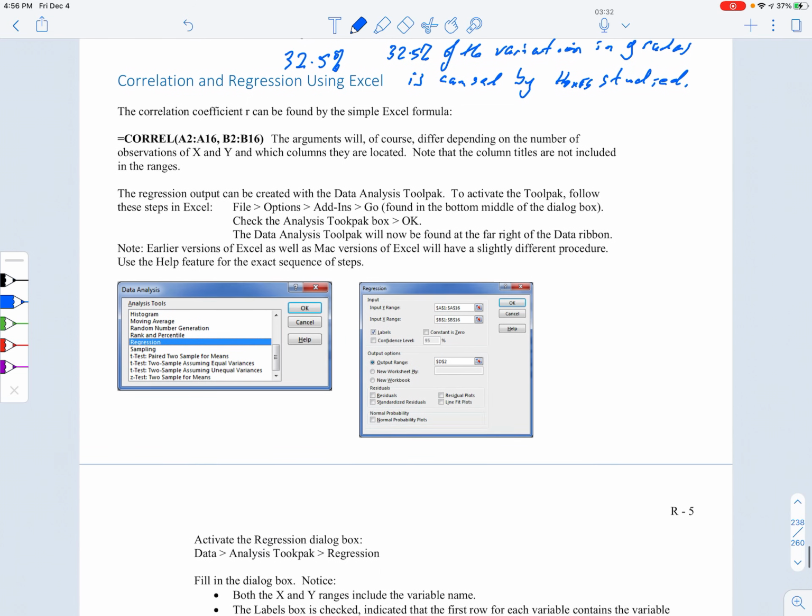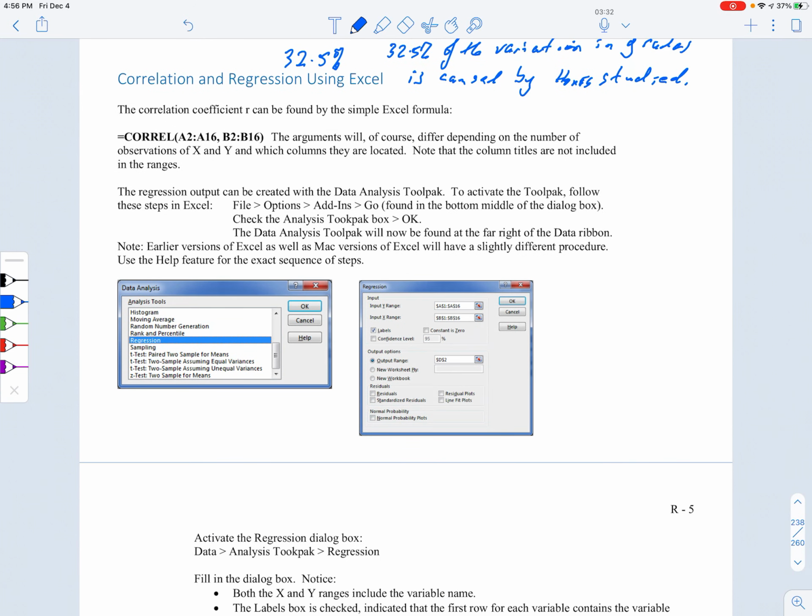Let's go down here and take a look at Excel. I don't want you to know this for 306. It's something that I wanted to put in here to show you how you actually calculate correlations. There's a really neat little function here called CORREL, and it will give you your little r. But more importantly, if you follow these steps down here, you'll come up with the regression output.